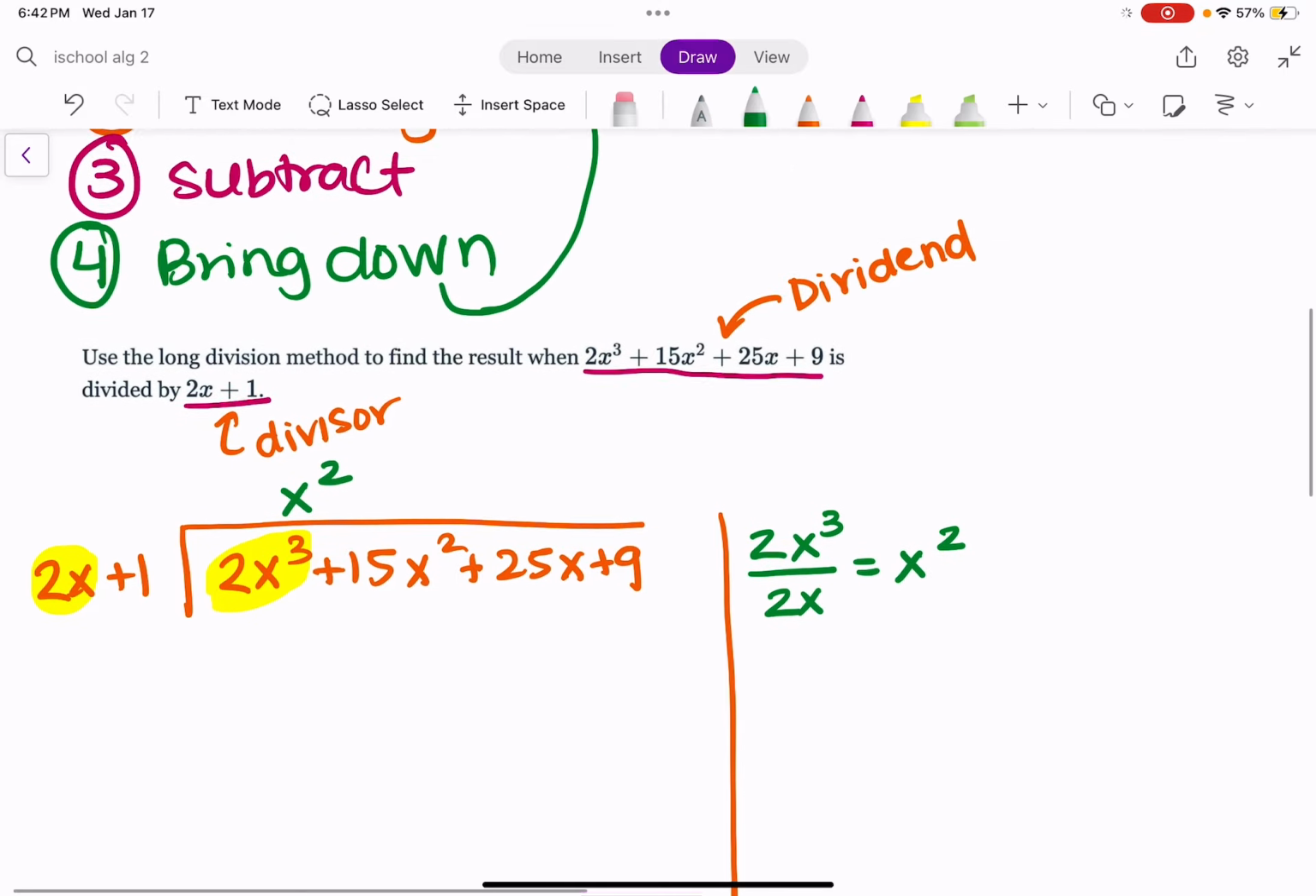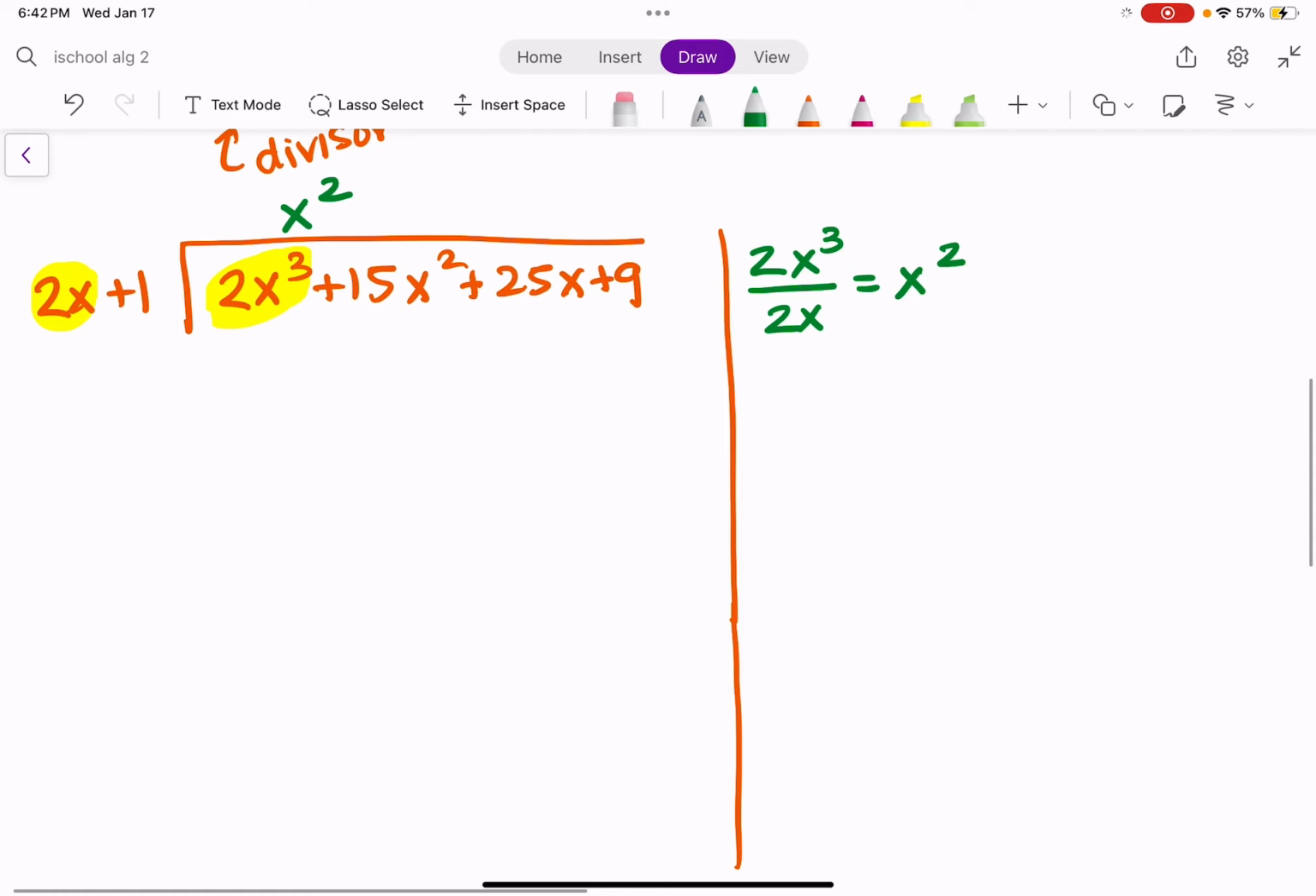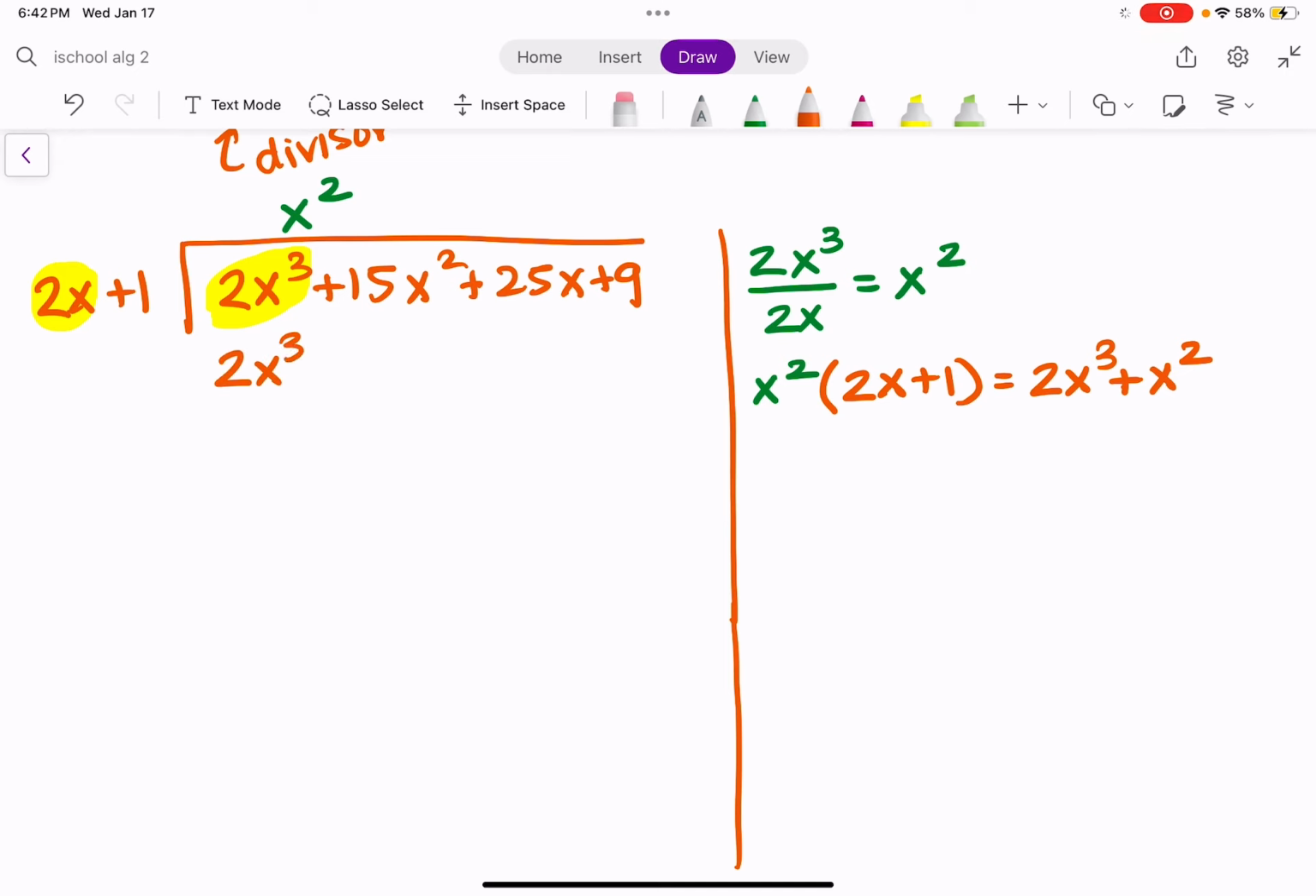Now, the next step is to multiply. We're going to take this x squared and multiply it by the divisor, the thing on the outside. If you notice, what's on the outside is 2x plus 1. So we're going to multiply that with the x squared. That's going to give us 2x to the third plus x squared. And I'm going to write that now underneath. So 2x to the third plus x squared.